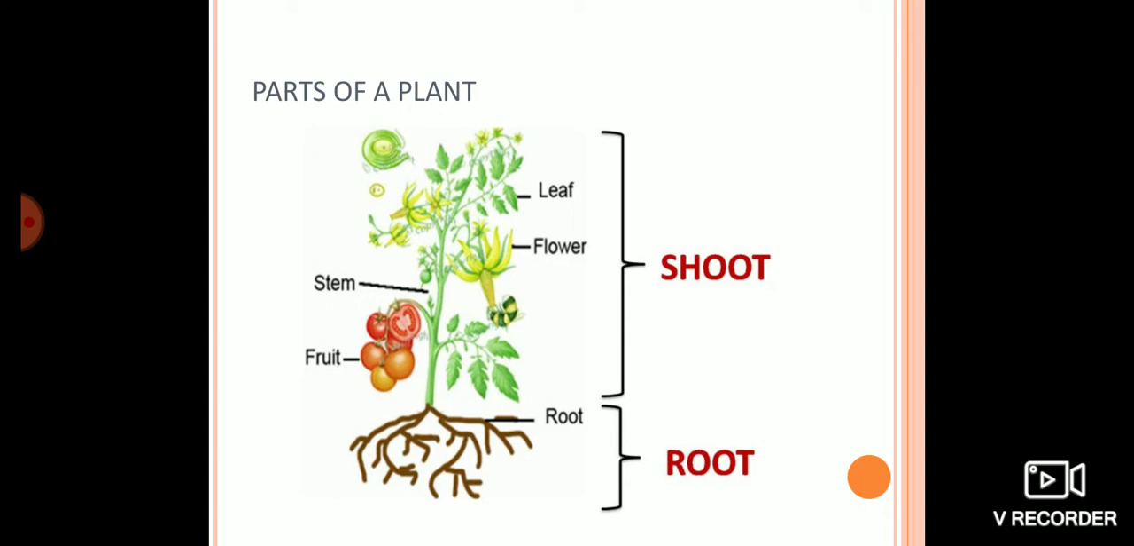First one is the root system and second one is the shoot system. Now what is root system? The part of the plant which is present under the soil is called the root system of the plant, and it consists of main root and many lateral roots. Now lateral roots, that means the main root has small hair-like structures called the side roots.